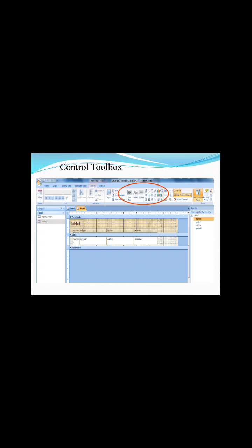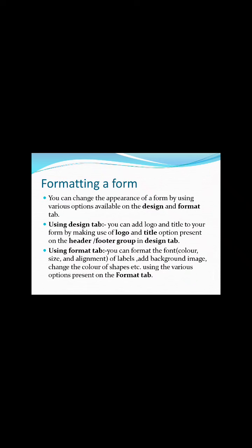Fine. Now once you have done this, now the formatting of a form. So you can design the form and then you can format also. For the formatting, whatever the controls are there, you can format them also. You can give the background of your form also. You can change the appearance of your form also. How do we do all this? By using the design and format tab. So let's see how to format a form using a design tab.